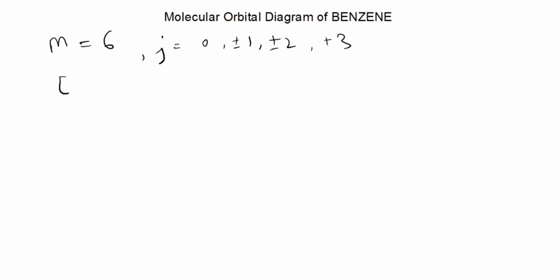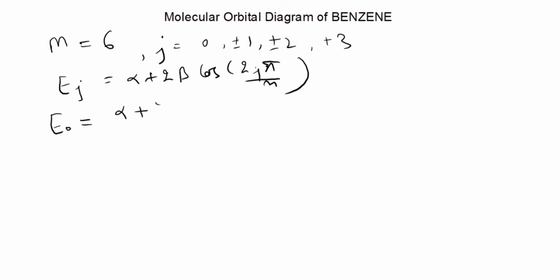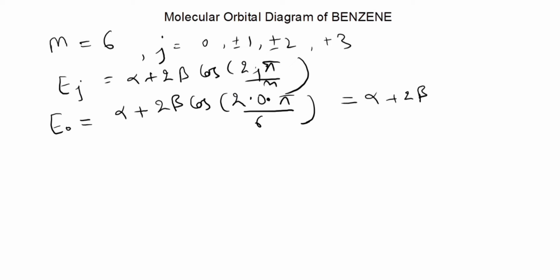Now, according to the Huckel approximation, E_j is equal to alpha plus 2 beta cos 2j pi upon n. Putting these values of j in this equation, for j equal to 0, E0 is equal to alpha plus 2 beta cos 2 into 0 into pi upon n. N here is 6, and cos 0 is equal to 1, so we get the result alpha plus 2 beta. Now E plus minus 1: substituting the value for j here, alpha plus 2 beta cos 2 into plus minus 1 into pi upon 6.